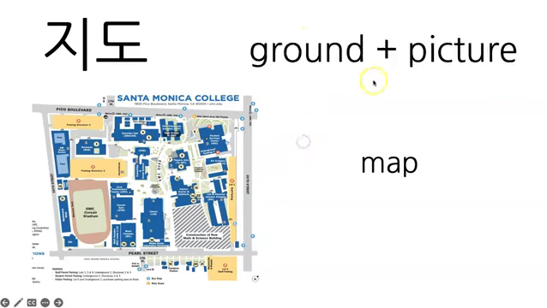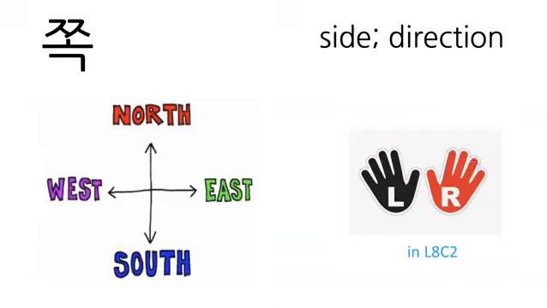지도, 지 meaning ground or earth, and 도 meaning picture or drawing. So 지도, that is the picture of the ground. So that's 지도 meaning map. 쪽 meaning side or direction.